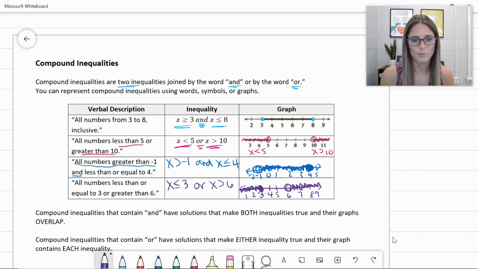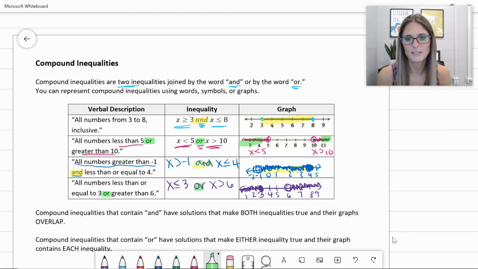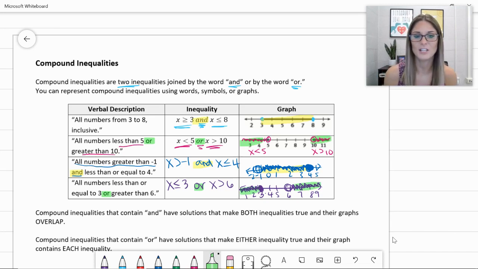Now, some things I want to point out to you before we get any further into the notes. Notice where it was and, all of these were ands, the shading was right in between. And anywhere it was or, they went opposite directions. You see that? That's going to be helpful for us to check our work, so if it's a compound inequality joined by the word and or or, we know which graph it should look like.